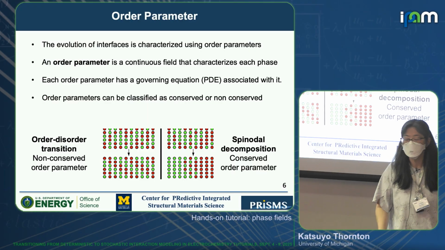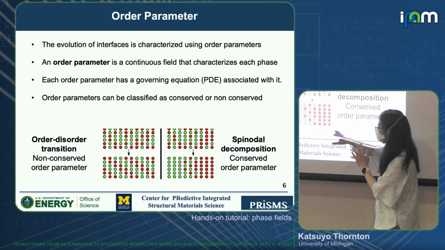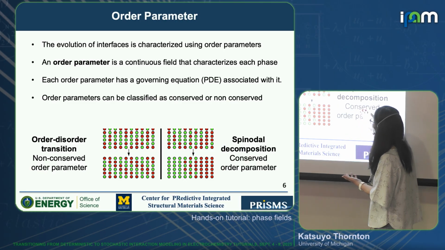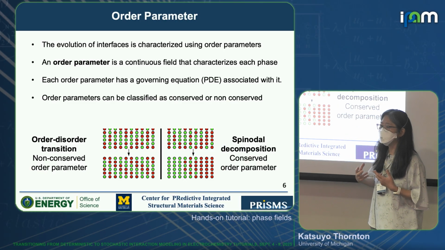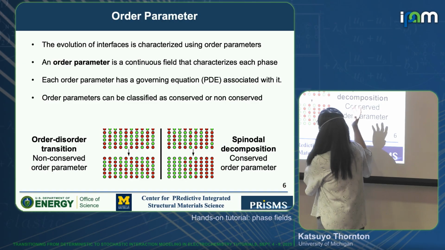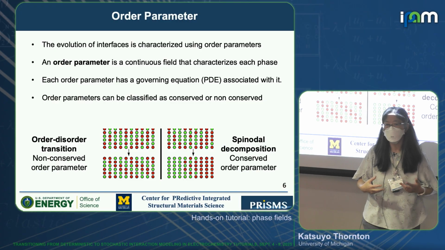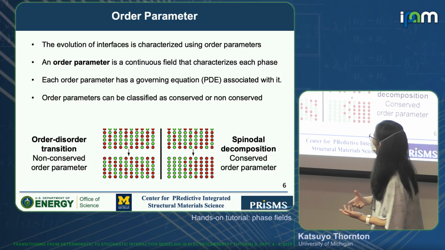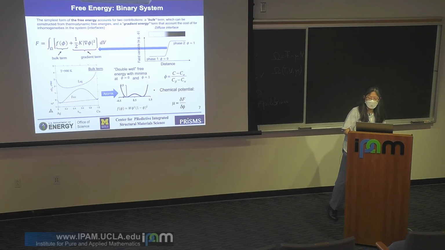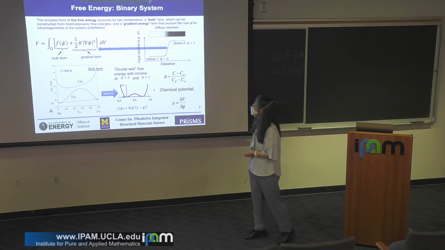That requires diffusion. And that means that as you solve this equation, as you change the concentration of this system, it's a concentration, and you have to make sure that that quantity is conserved. So depending on whether the order parameter is a conserved or non-conserved quantity, you actually have a different partial differential equation that you have to solve, and I'll mention it later on. Okay, so this is a conserved order parameter case.